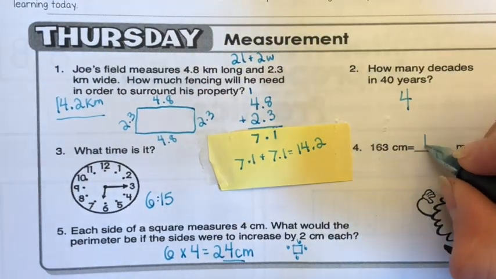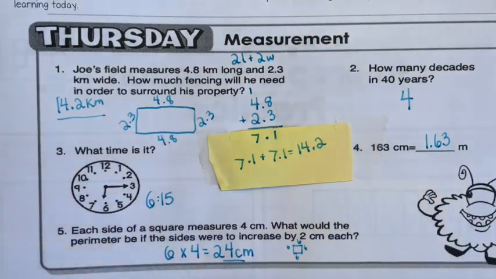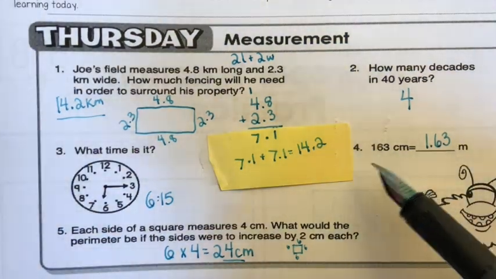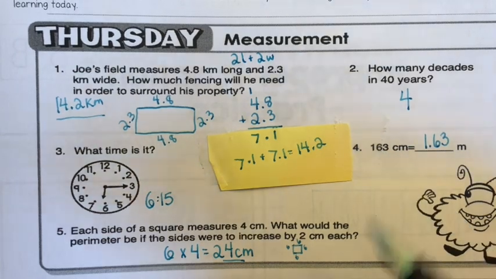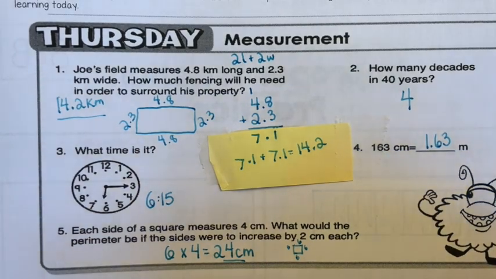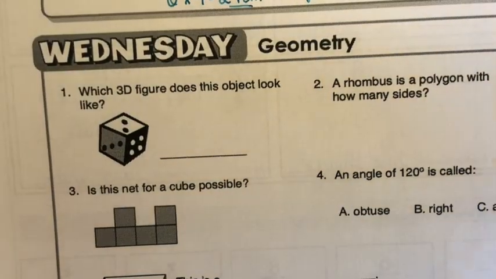163 centimeters is 1.63 meters. That's because there's 100 centimeters in a meter, so you just move that decimal point over 1, 2 spaces to get to where you need to go. Okay, on to the geometry for today.